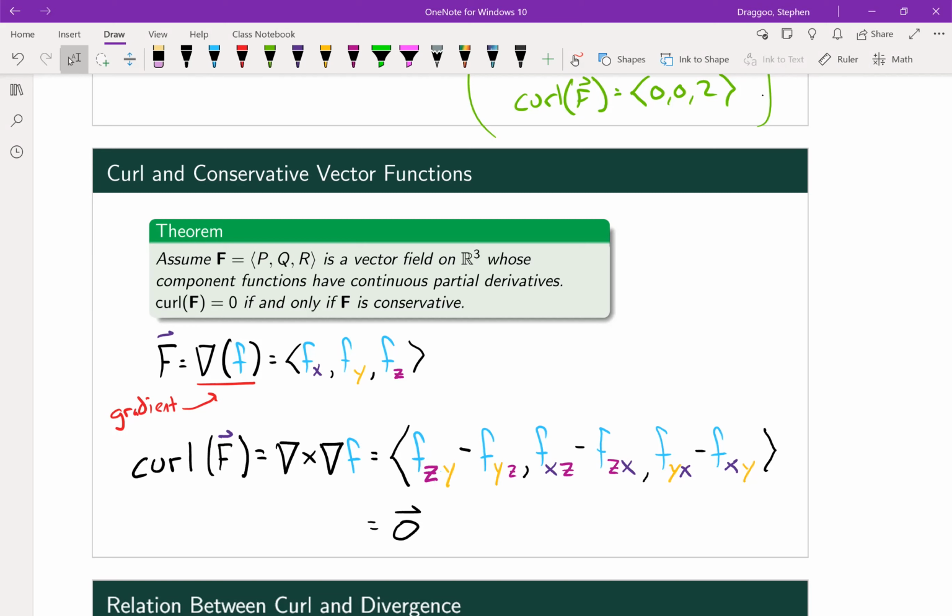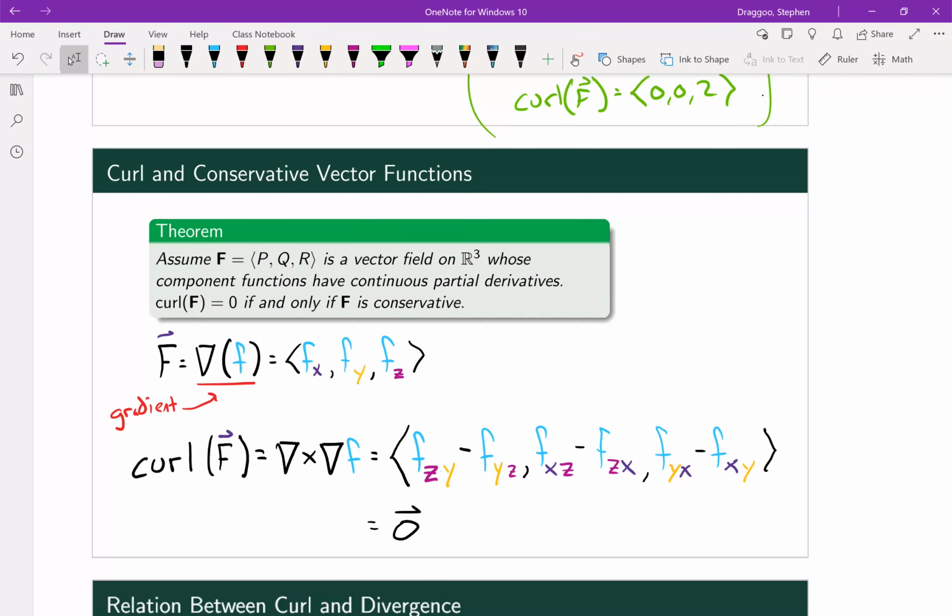So that's that first line written out. Our vector field capital F is equal to the gradient of a scalar function little f. So the elements of capital F are just the partial derivatives of f with respect to x, y, and z. Then we can compute the curl of that vector field, which is the curl of the gradient of our potential function f. And then that ends up looking like the following.